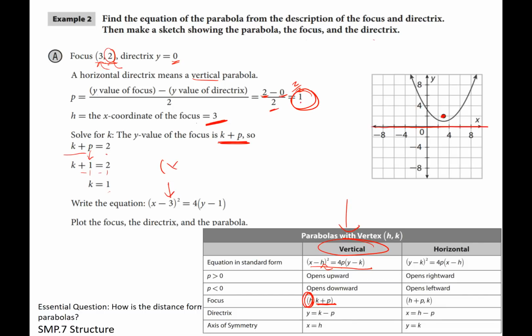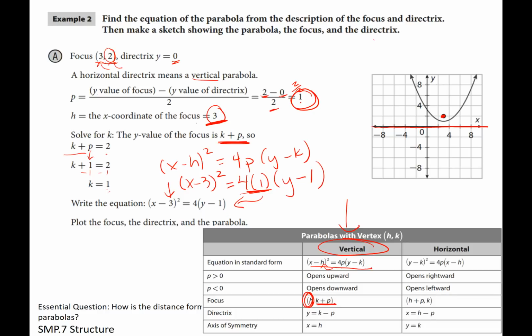So it's (x minus h) squared equals 4 times p times (y minus k). For the h, we calculated the h to be 3. So x minus 3 squared. The p is 1, so I'm putting in a 1, and then the k value is 1. So we would multiply these two together, and when we do that, we end up with this equation right here.